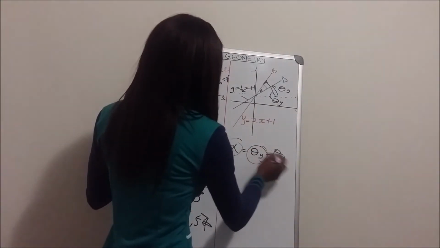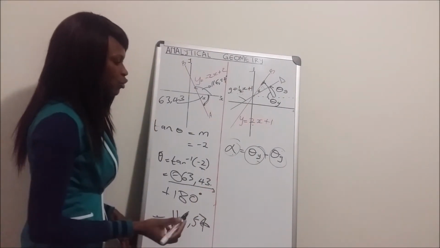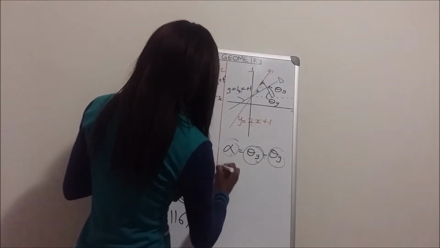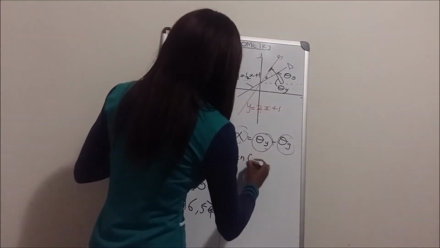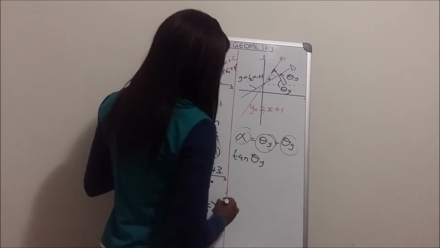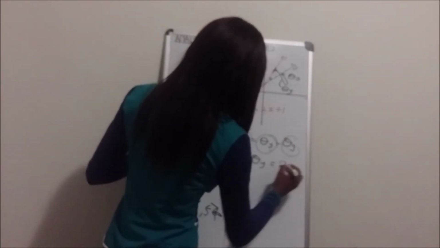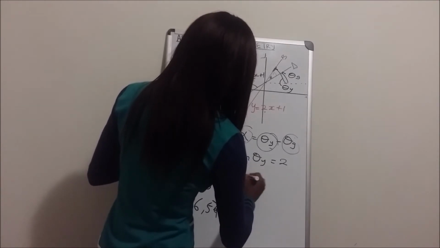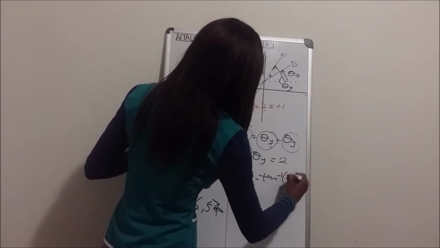Then how do we find this angle of inclination? We have the gradient of both graphs, so what we do is just equate the gradient. So to find the angle of inclination of Y, tan of theta y is equal to the gradient, that will be equal to 2. Then that means that theta y is equal to tan inverse of 2.